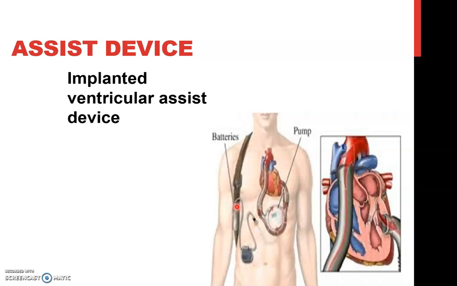An implanted ventricular assist device is used for those who qualify because their heart is at such low functioning. This is actually implanted in their body and helps circulate their blood. There's a line that comes out through the abdomen to a battery. This is called a drive line, and this is what operates the pump.